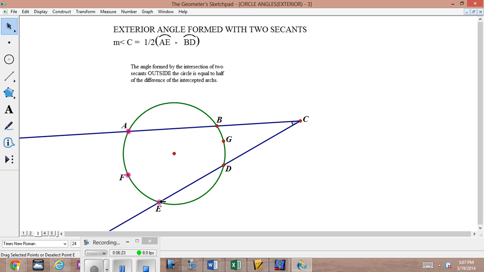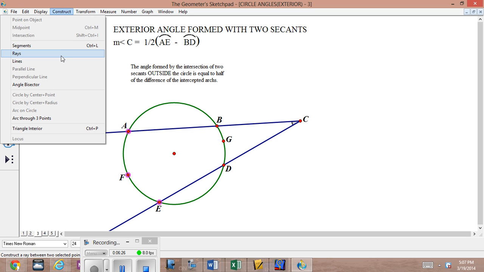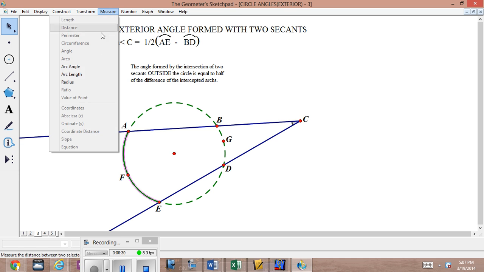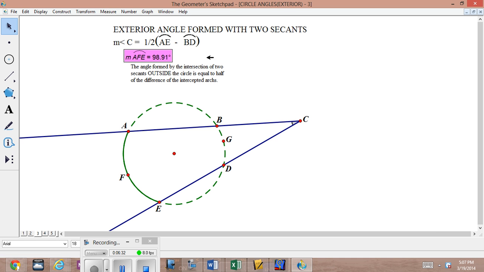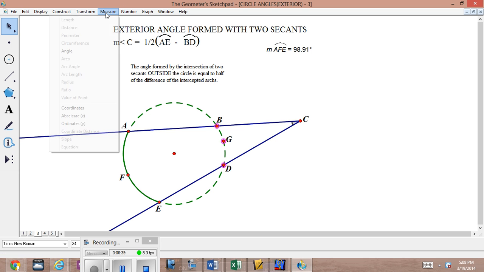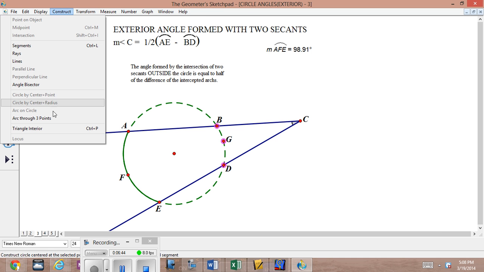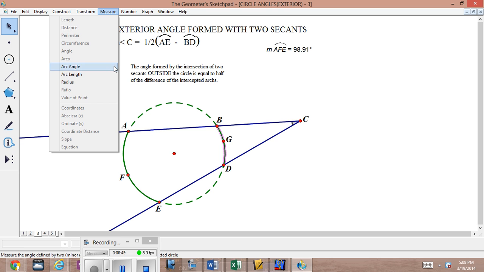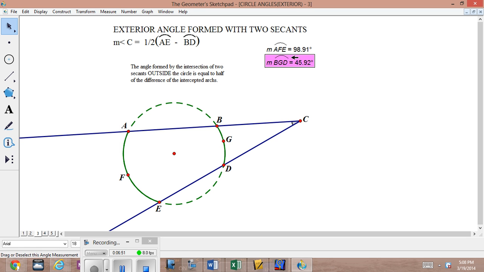Let's construct and measure this arc. Construct and measure that arc. We get a measurement for that. Construct and measure the arc BGD. Construct the arc first, then measure it. And the formula says take these two, subtract them, and cut it in half. That will be the measure of angle C.